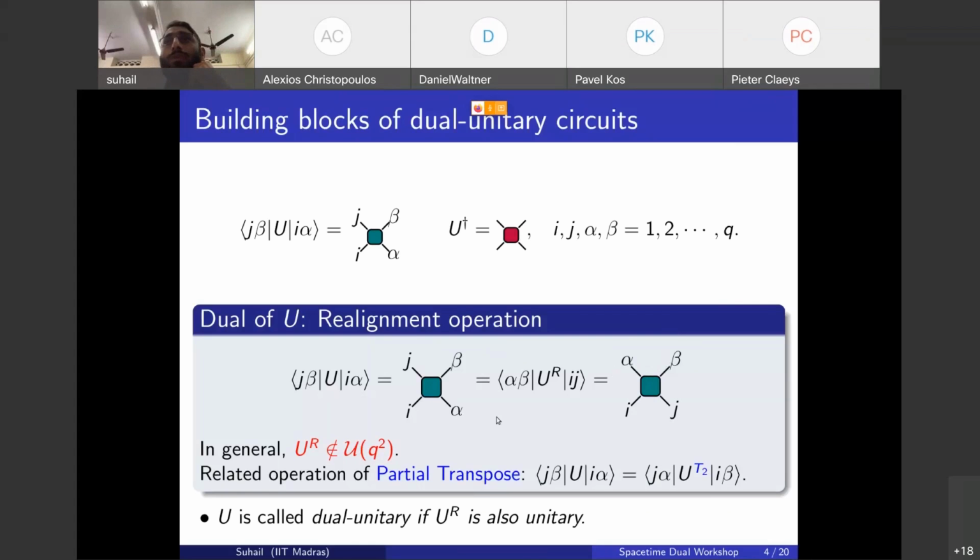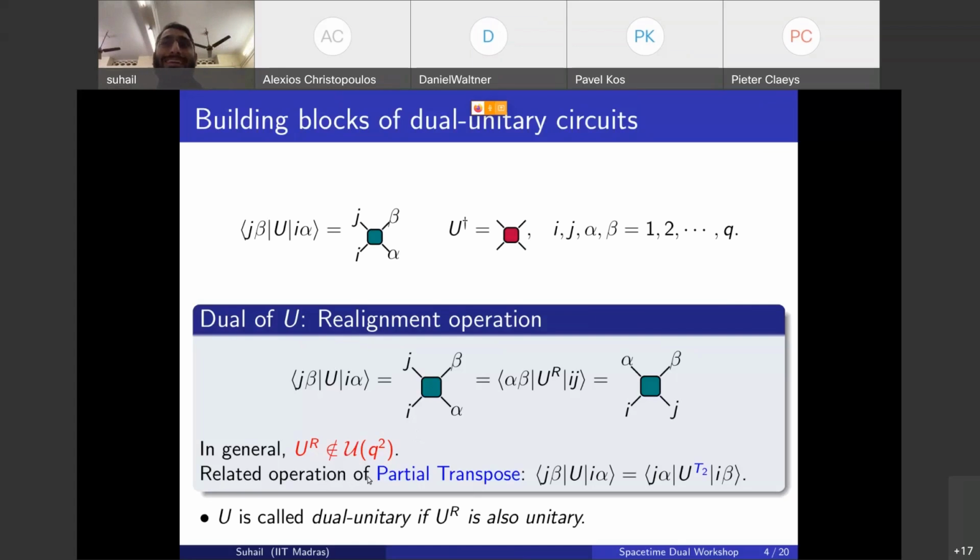Now, how can I view this U_R in terms of the original U? The original U takes i alpha as input, but now this takes ij as input and spits out alpha beta. So it's actually a 90-degree rotation, which means we have flipped, so to speak, the roles of space and time, which we have seen many times in this workshop. So the roles of space and time are flipped under this operation. It's called the dual of U, and in the quantum information community is called the realignment operation. And in general, you don't expect such a reshuffling or realignment operation to remain unitary.